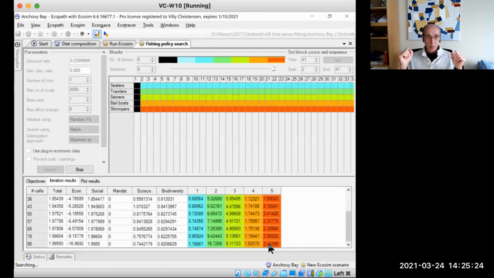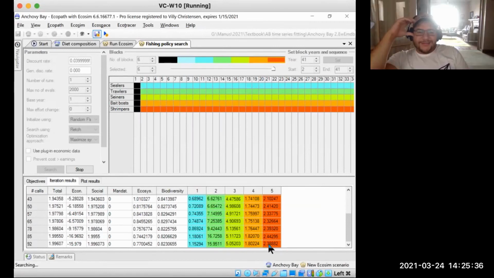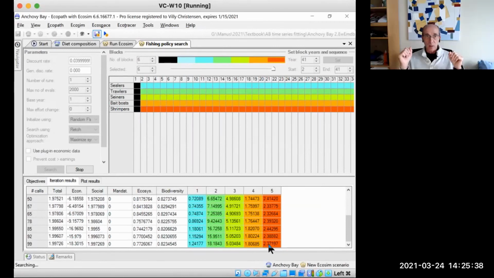So yeah, economic value, minus 16. They're going way down. We're losing a lot of money compared to what we did there. But again, we're into some extremes here. This is full overcapacity now. So trawlers, again, this is with no bounds. There's no maximum fish mortality.